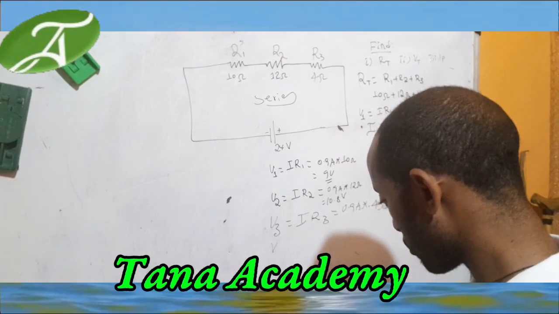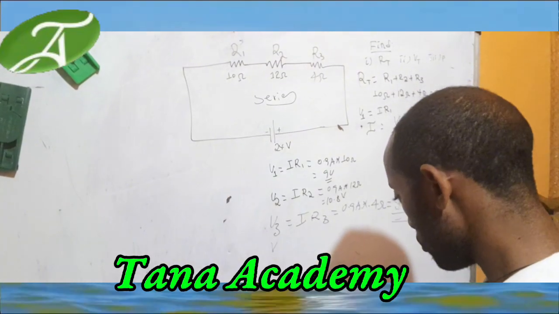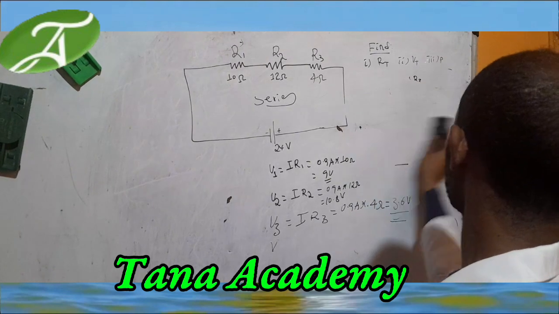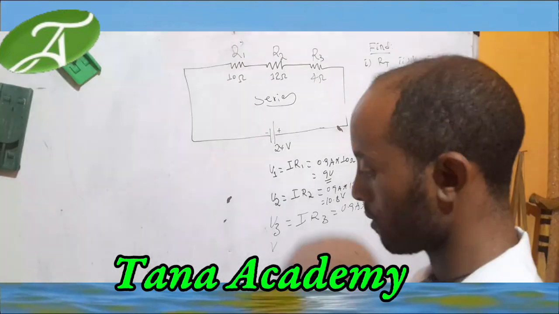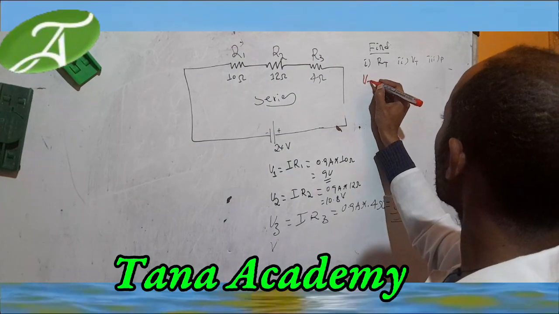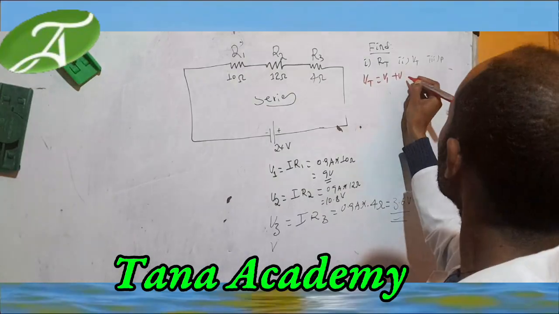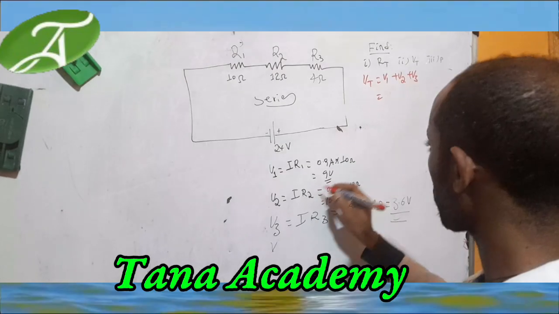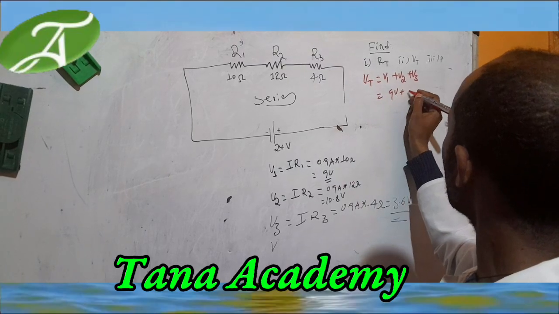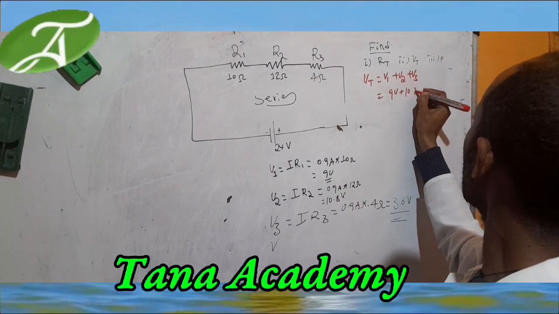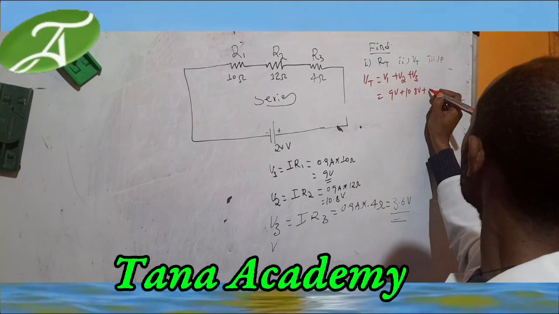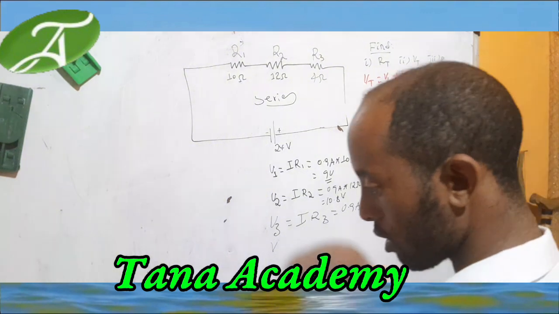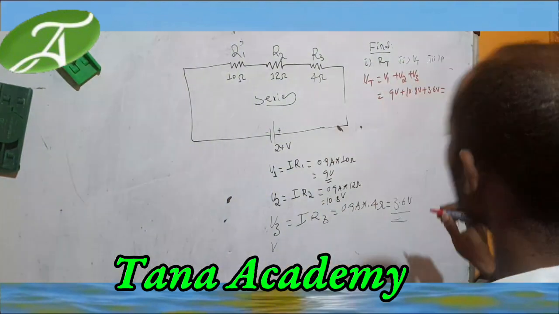Total voltage. Total voltage V total is equal to V1 plus V2 plus V3, and V1 is 9 volt plus V2 is 10.8 volt plus V3 is 3.6 volt, and it becomes, how much I calculated? 23.4 volt.